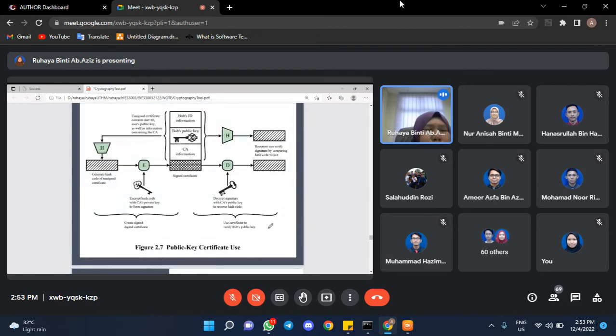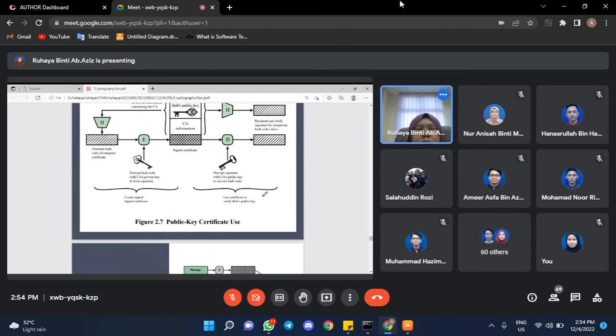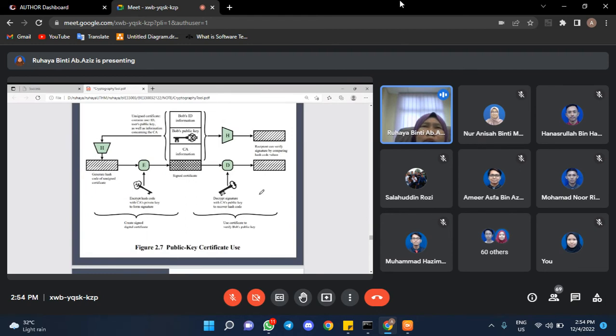Kalau you tengok kat sini, for example, dia hantar and generate hash code to sign certificate. So dia akan ada message yang dihantar tu, ada Bob ID information, ada Bob public key dan juga signed certificate, and then dihantar. So dia akan decrypt signature with CA public key tadi to recover hash code. Fungsi dia lebih kurang macam signature lah. Signature, you understand about signature, right? To authenticate. This is from you, macam tu.